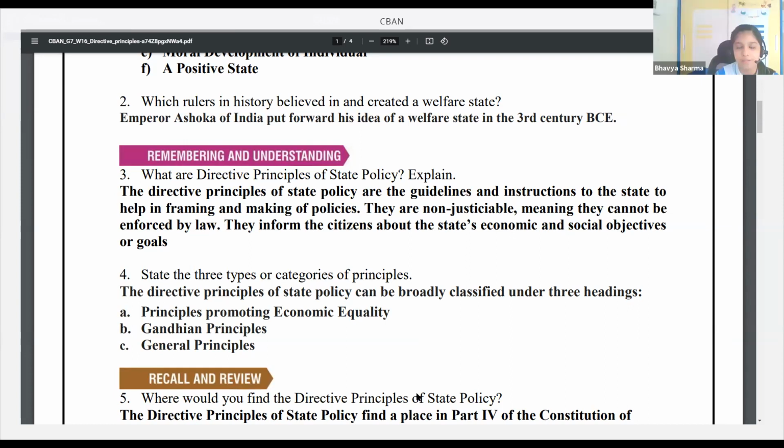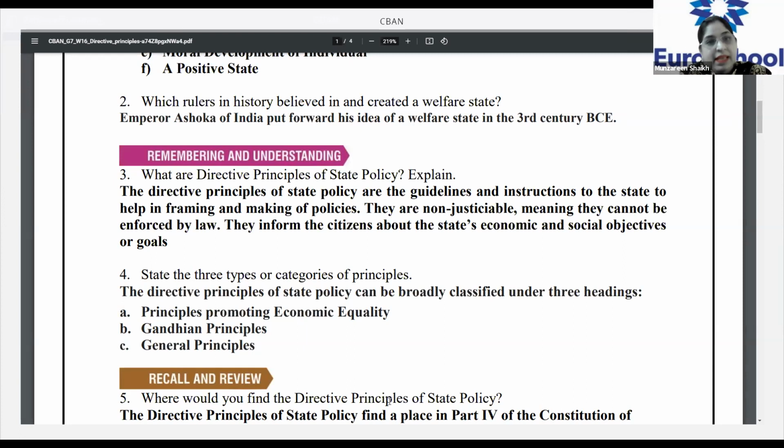Bhavya, can you read it? Yes, ma'am. The directive principles of state policy are the guidelines and instructions to the state to help in framing and making of policies. Yes, please underline this, that what does the directive principles of state policy do? They help us, okay, and they guide us for what? To frame and to make a policy, okay, for framing and making the policy. That is the whole and sole responsibility of the directive principles.